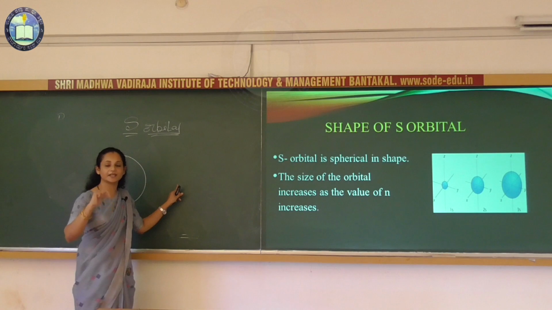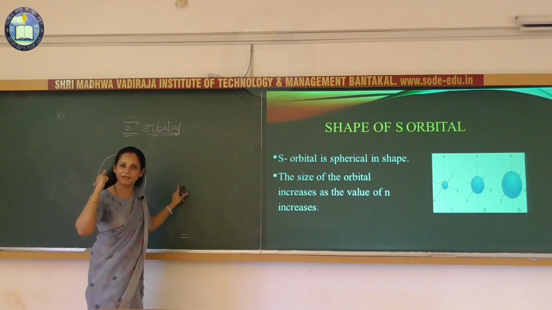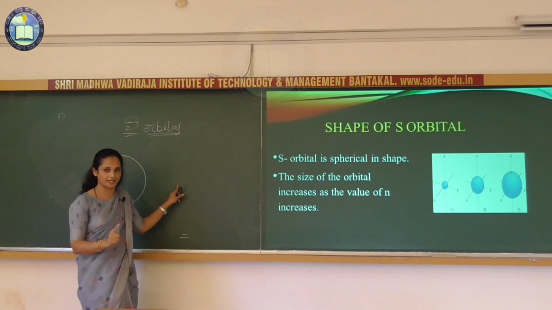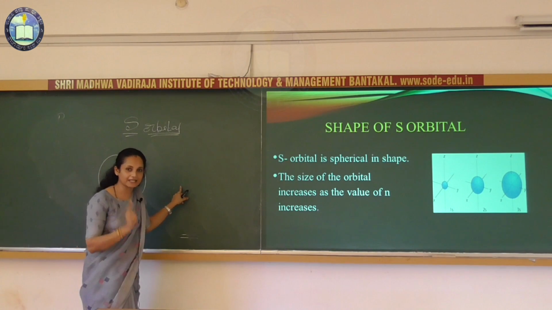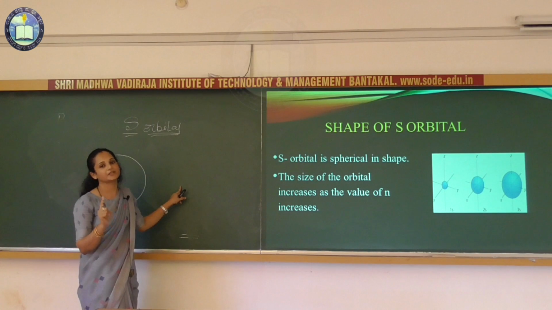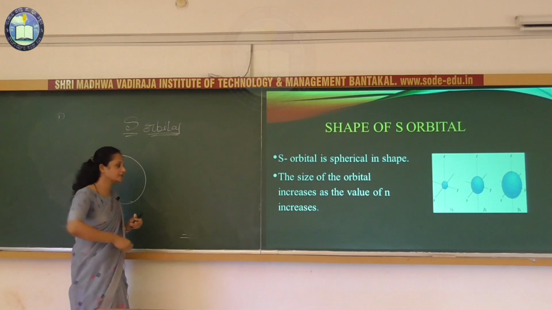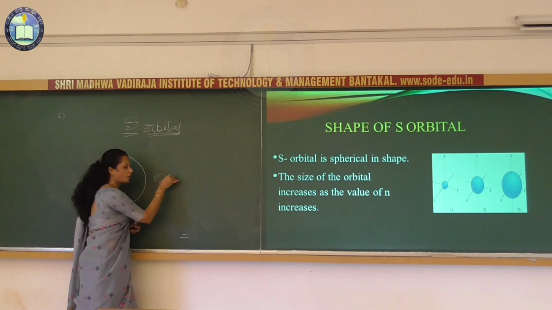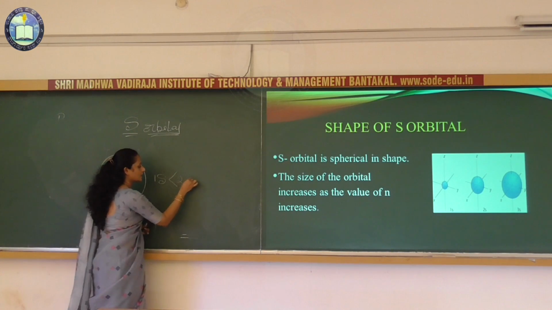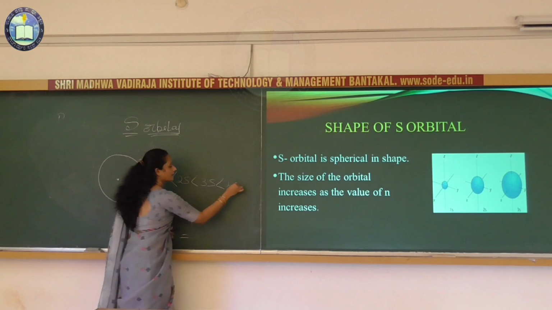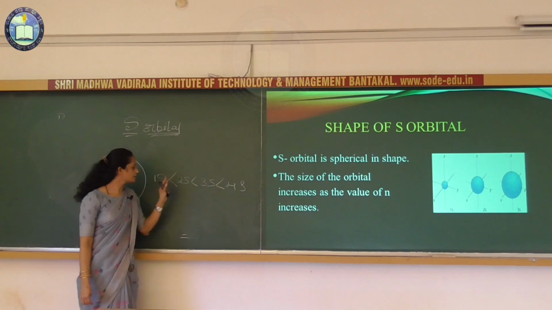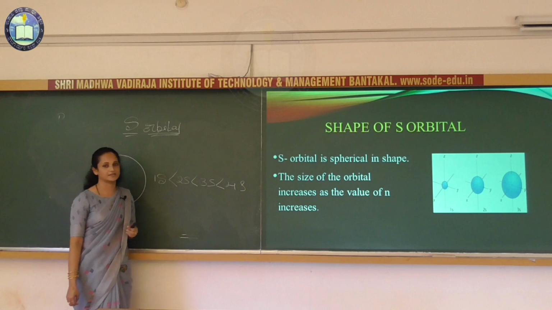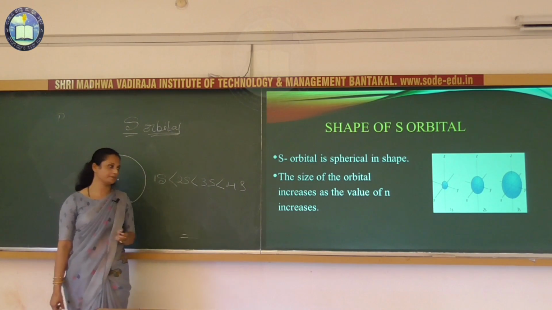The size increases, the energy increases. The shape remains the same, a sphere, for the s orbital, but the difference is size and energy, which increase with the value of n. As the principal quantum number increases, 1s is a small orbital, then 2s, 3s, 4s. With an increase in the value of n, size as well as energy increase. The shape is identical; all the s orbitals have a spherical shape.